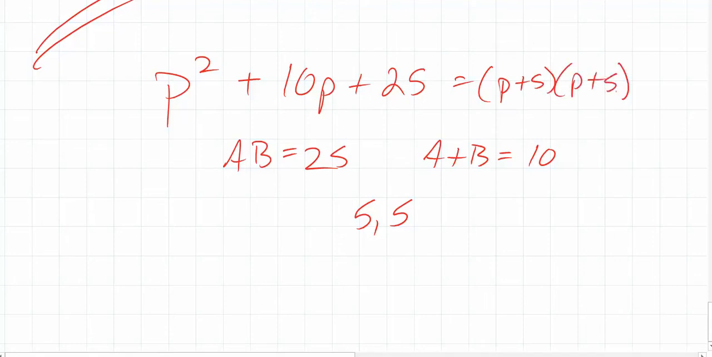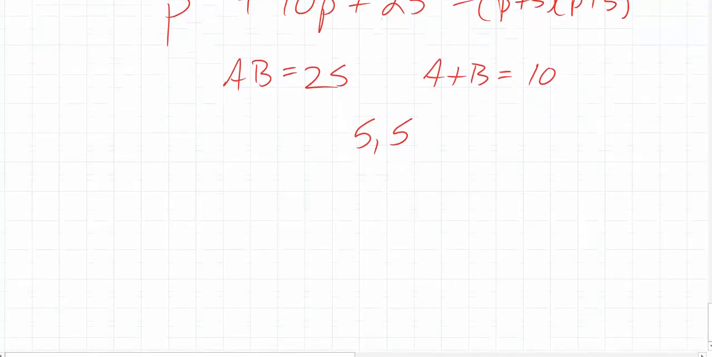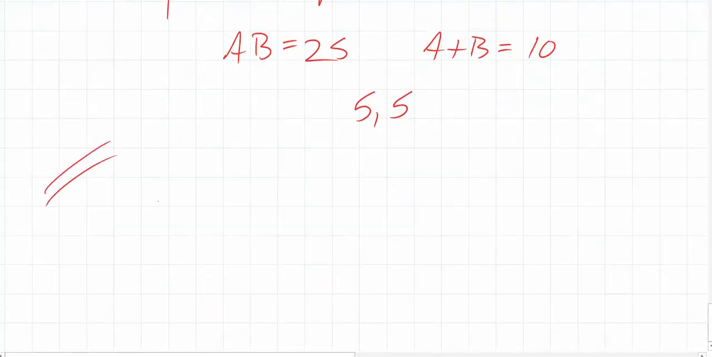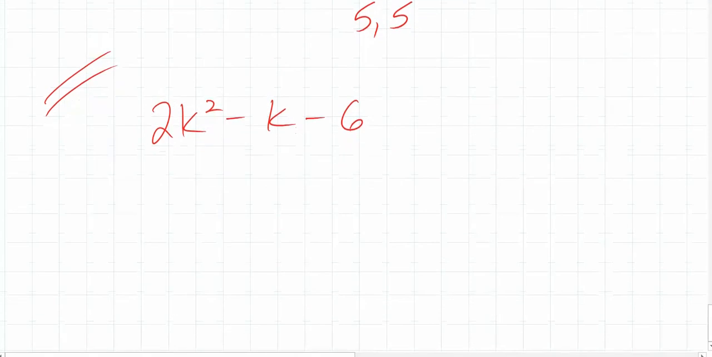That one's pretty nice. Do they get slightly more complicated? A little bit. What about this one right here? Let's just do one of these. 2k squared minus k minus 6. What's the slightly not nice thing about this one, Emmett?